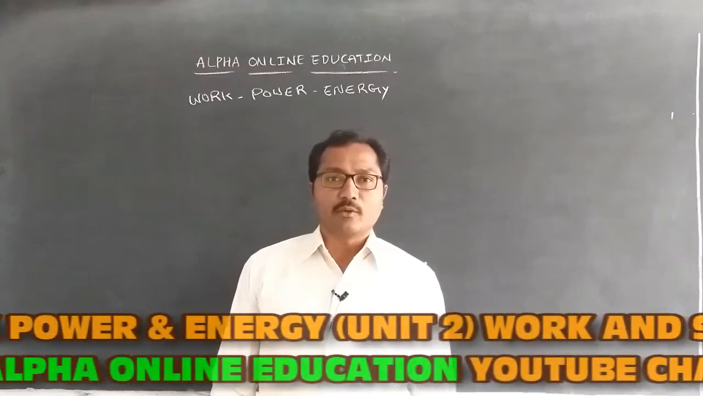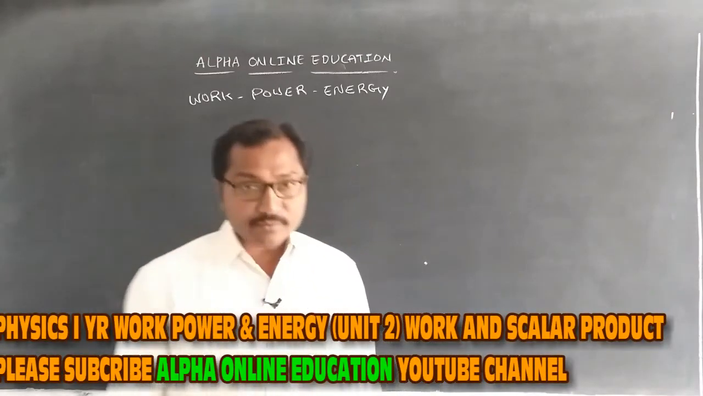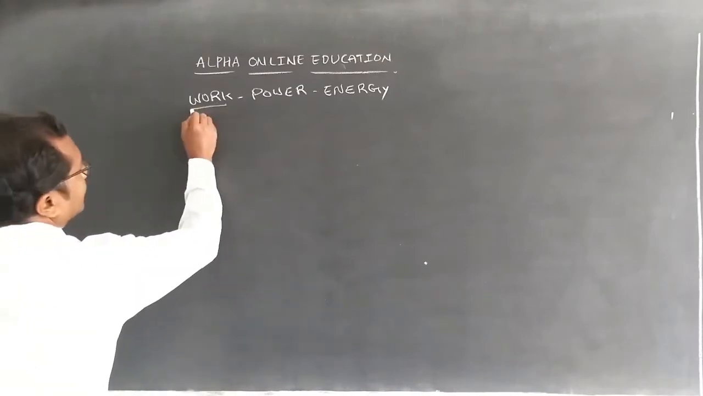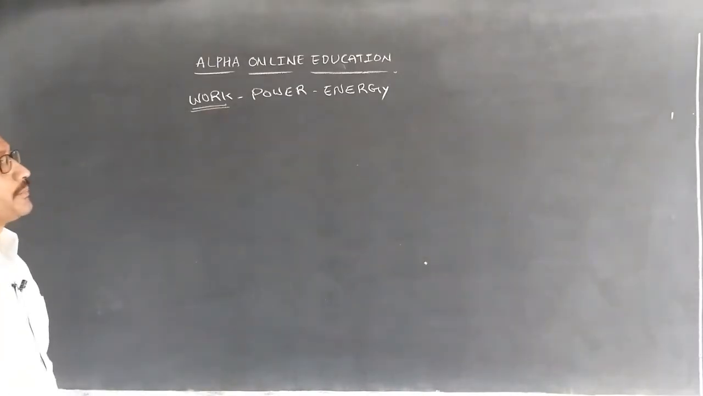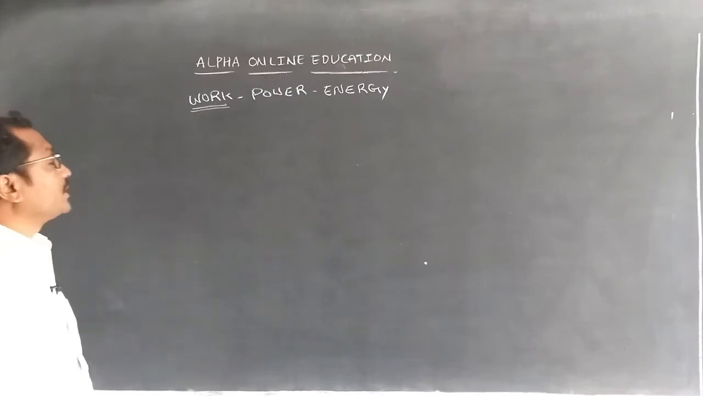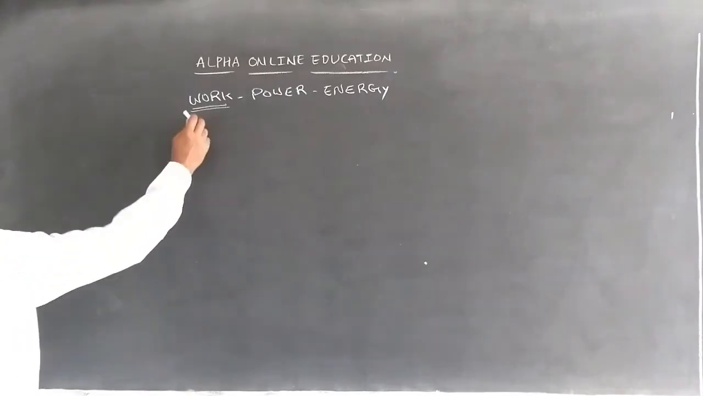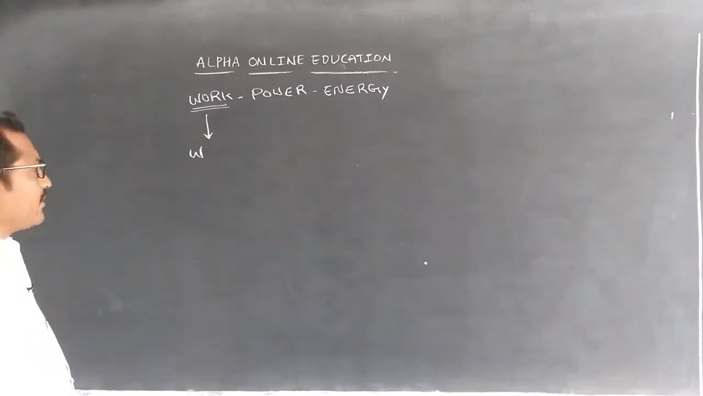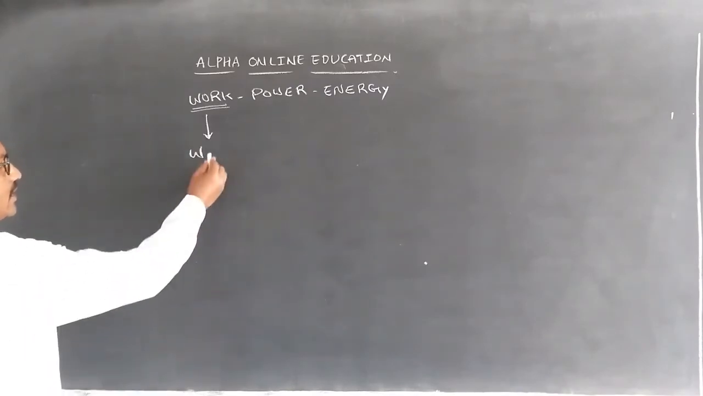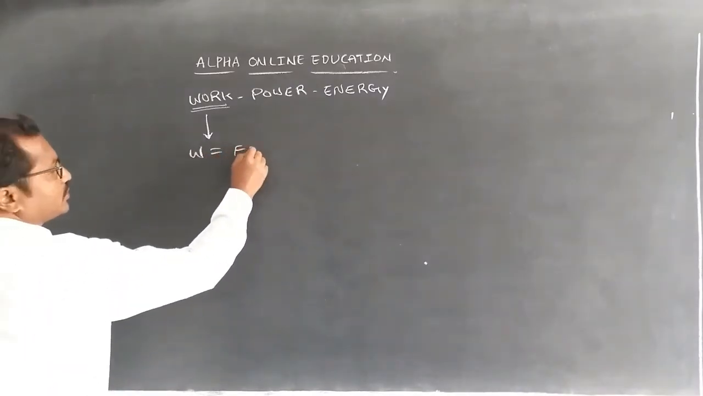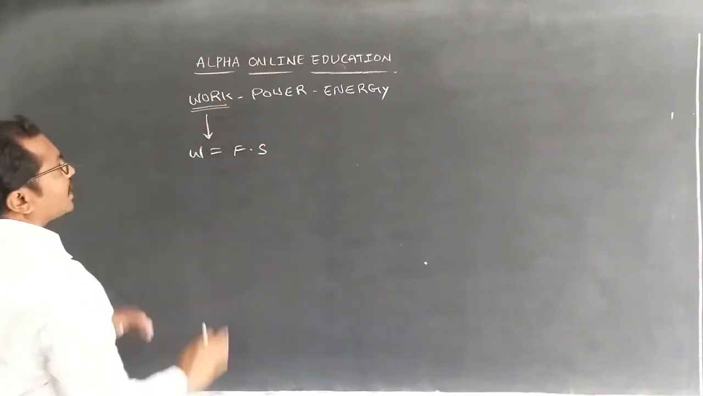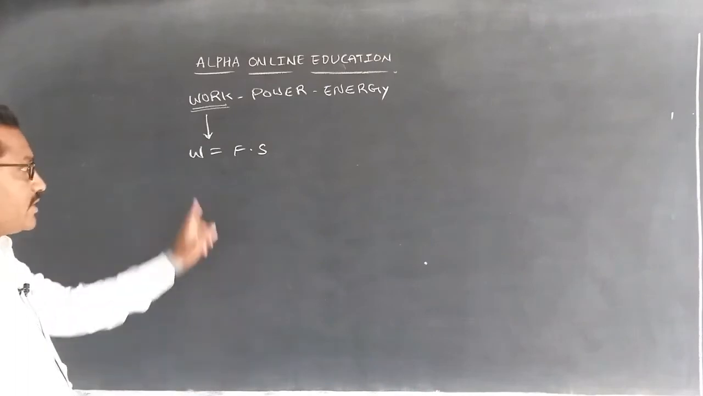We are discussing work, power, and energy, and in this session, especially, we are going to discuss work. Here, work is denoted with W, and we have a basic equation: the work W is equal to F dot S.